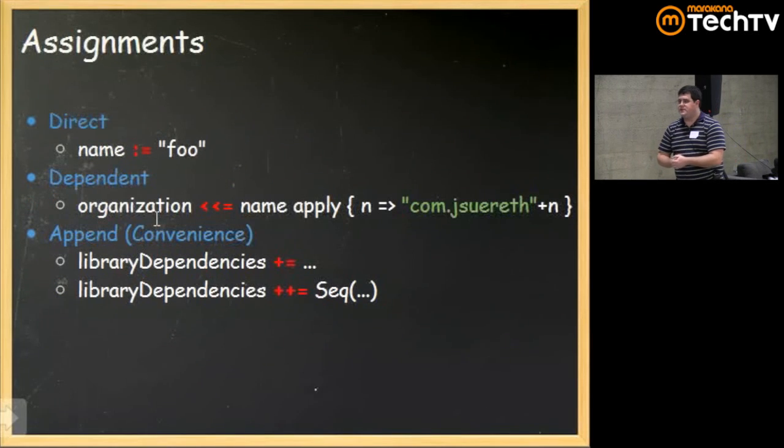The library dependencies key has a type of a sequence of dependencies, a sequence of library dependencies, right? The actual type in SBT is module ID. So when you define a setting, you also define a type associated with that setting. When we get to the examples in the cookbook, a lot of that will become a little bit more clear.